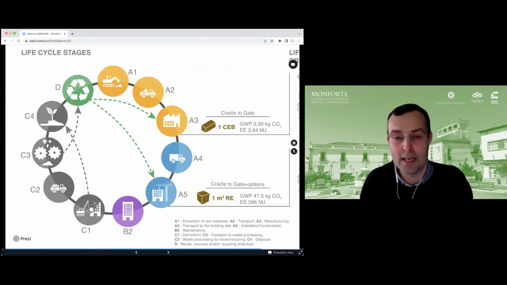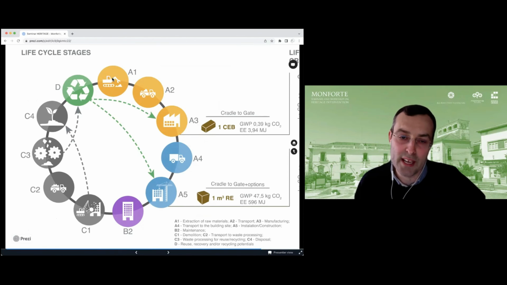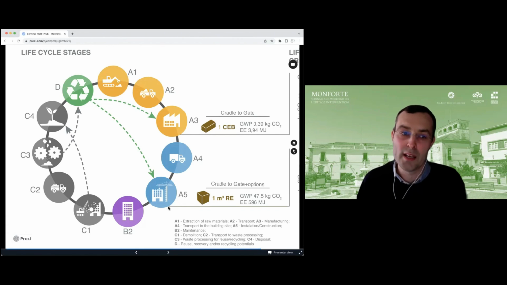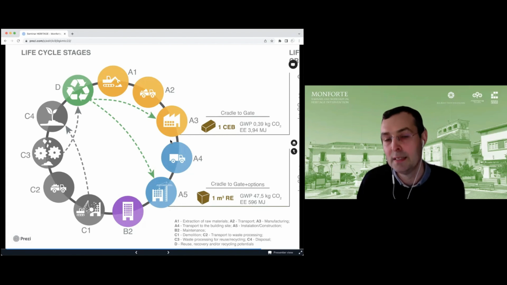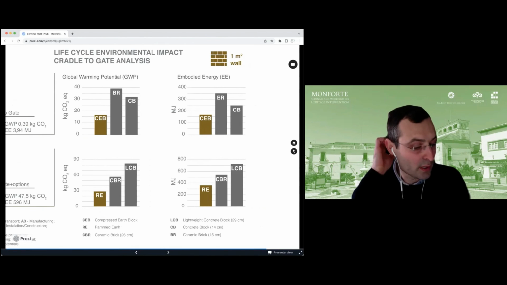In the case of the compressed earth blocks, we consider the stages from the extraction to the gate of the factory, because beyond that we do not control. And in the case of rammed earth, since it is built on site, we have also considered the stages of transport and construction on site. We defined some end of life scenarios, but we have not taken into the calculation the impact of that, because it was very uncertain.